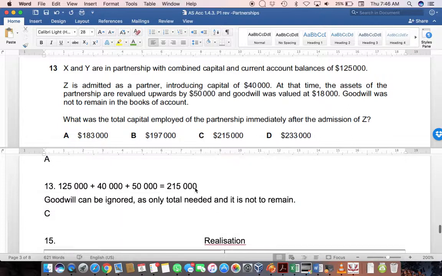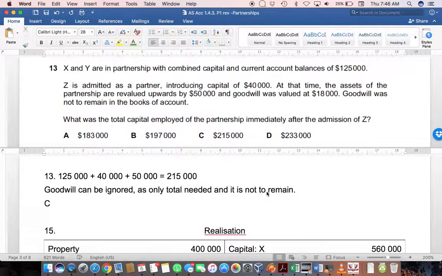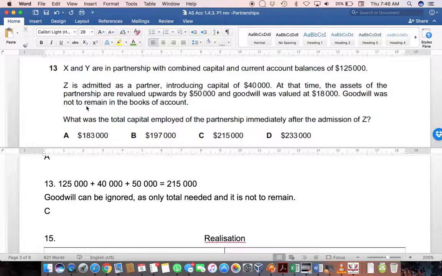13. X and Y are in partnership with combined capital and current account balances of 125,000. Z is admitted as a partner, introducing capital of 40,000. At that time, the assets of the partnership are revalued upwards by 50,000, and goodwill was valued at 18,000. Goodwill was not to remain in the books of account. So again, you would put the goodwill in, but then you would take it straight out. What was the total capital employed of the partnership immediately after the admission of Z?